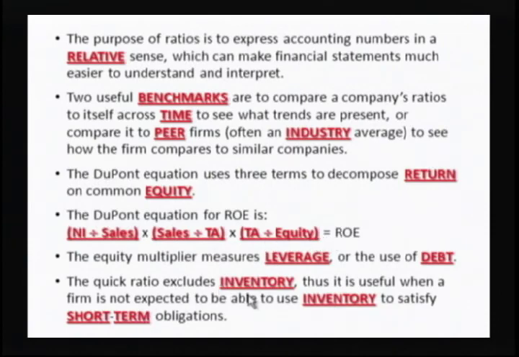The quick ratio excludes inventory, so it is useful when a firm is not expected to be able to use inventory to satisfy its short-term obligations. If the inventory is not liquid and it's not going to help us meet our bills, then we don't want it falsely inflating our liquidity. So don't use the current ratio, use the quick ratio when the inventory is not liquid or not useful in meeting obligations.